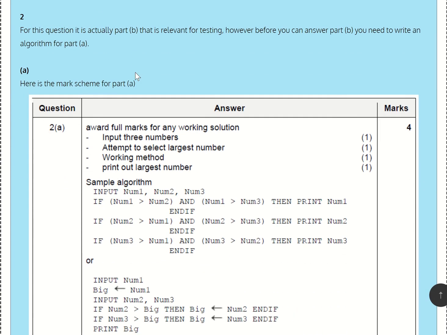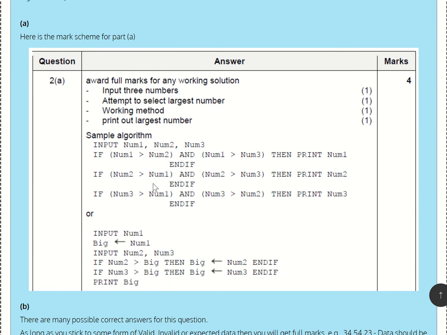A good answer could be this or this. I prefer to use this one because it is just shorter. So input num1, this will be set as big, and then input the other two numbers, num2 and num3. If num2 is bigger than big, then this becomes big. And if num3 is bigger than big, then big becomes num3. And then in the end, print big.